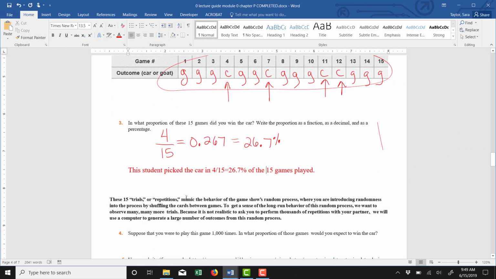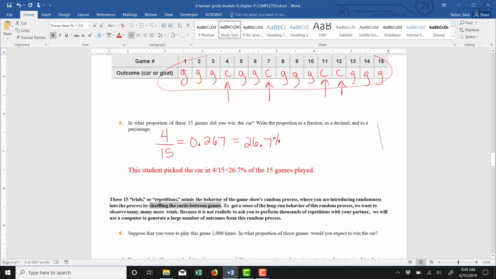Okay, so these 15 trials or repetitions mimic the behavior of the game show's random process, where you introduce randomness to the process by shuffling the cards between the games. And the game show hosts, day to day or week to week when this game show was actually on, would shuffle which door the car was actually behind week to week.